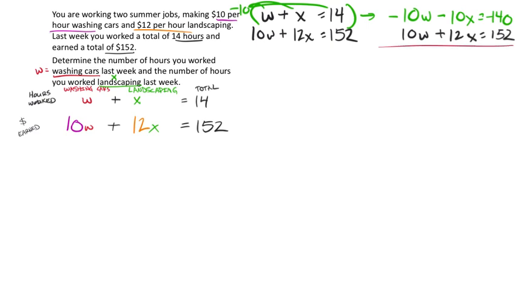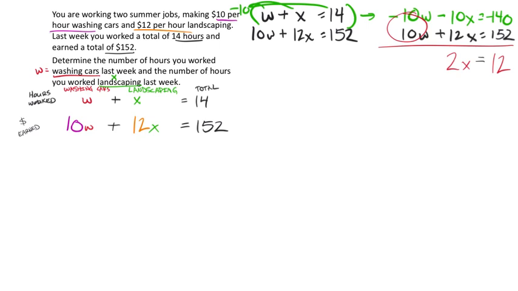So I'm going to add the two equations together. Negative 10W's plus 10W's there to be zeroed out as planned. Negative 10X's plus 12X's would be 2X's. And then this is going to equal negative 140 plus 152, which appears to be 12. Now, this means that if you double the number of hours you work, then you'd get $12. Because we can interpret these as we go, because it's a word problem.